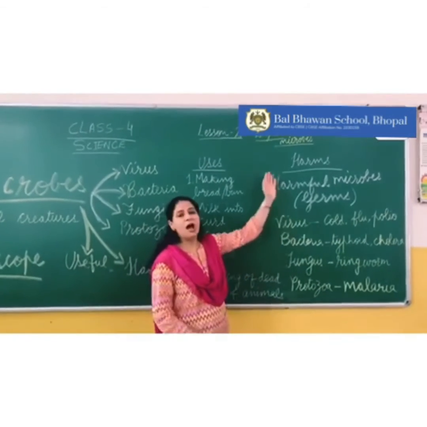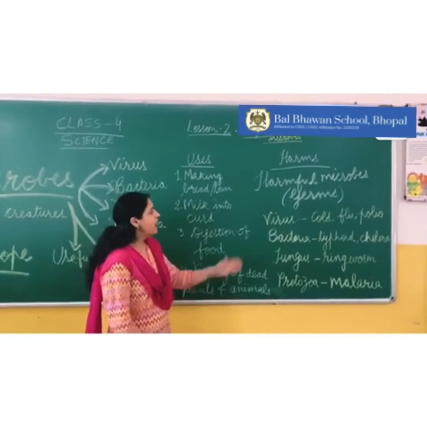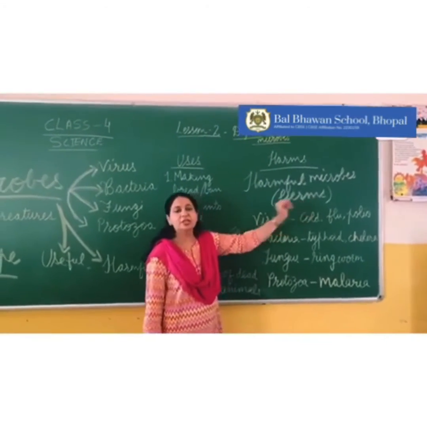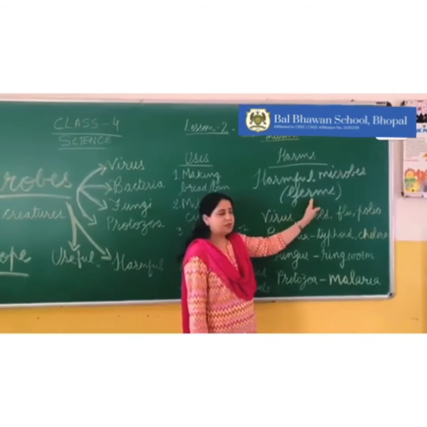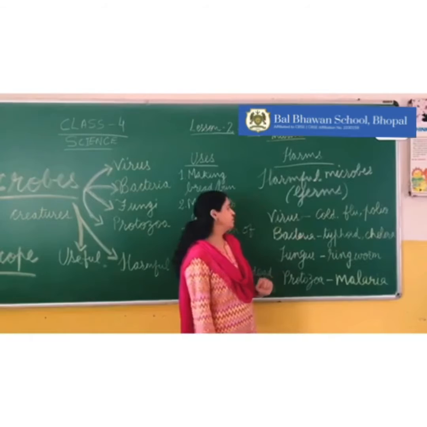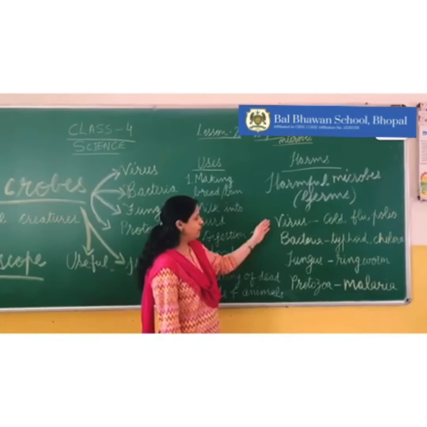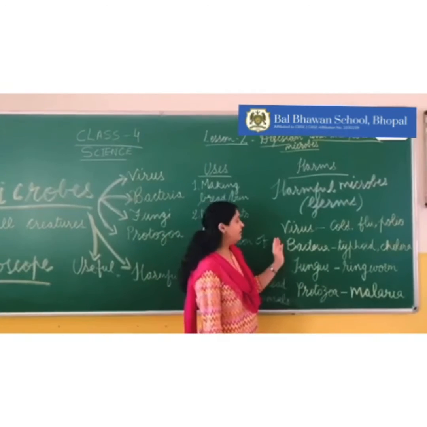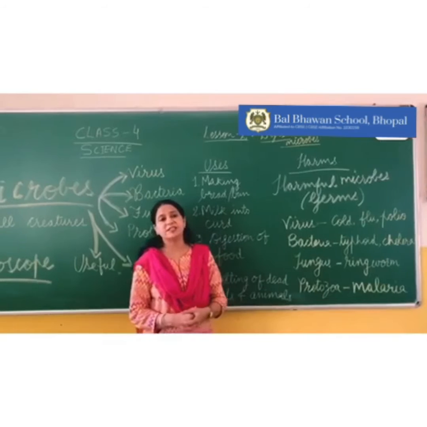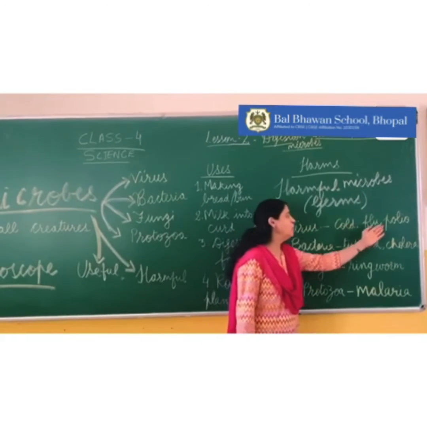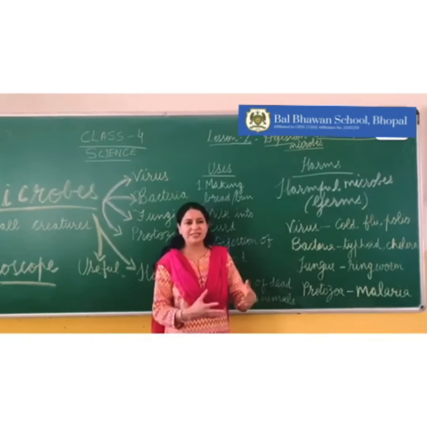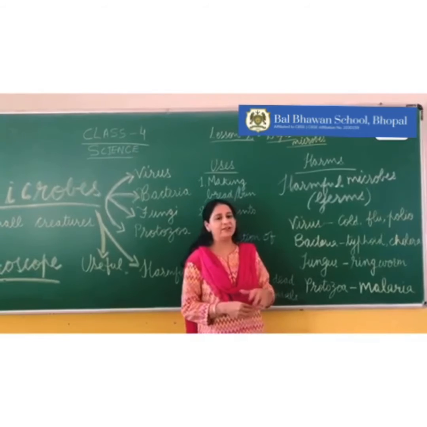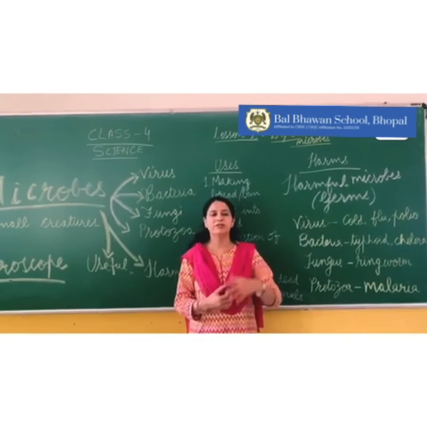Now children, come to the harms of microorganisms. Harmful microorganisms or harmful microbes are also called germs. What are germs? Germs are harmful microbes. Now these germs include virus, bacteria, fungus and protozoa. The viruses that cause certain diseases in our body include cold, flu and polio. Actually, one of the best examples of today is COVID-19. It is also caused by a virus. That is why we are all locked down in our homes and we are not supposed to go out.